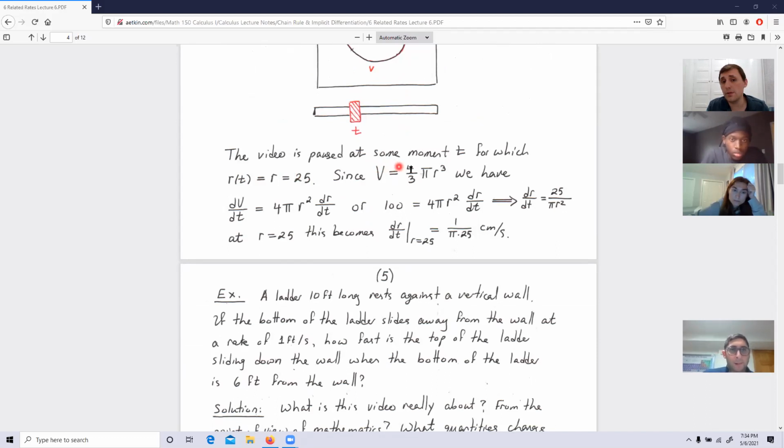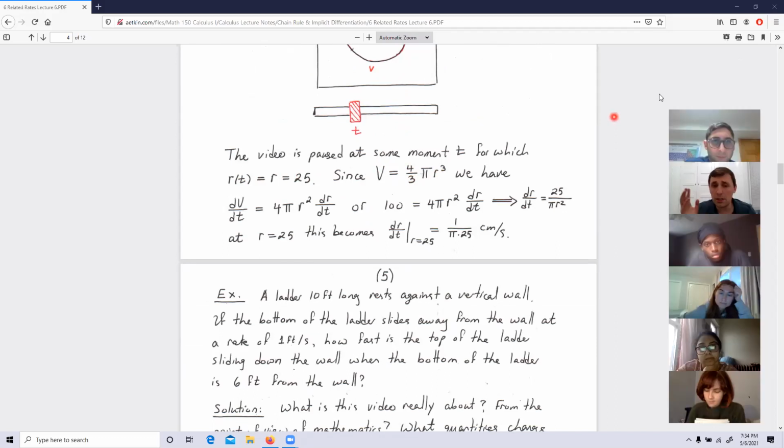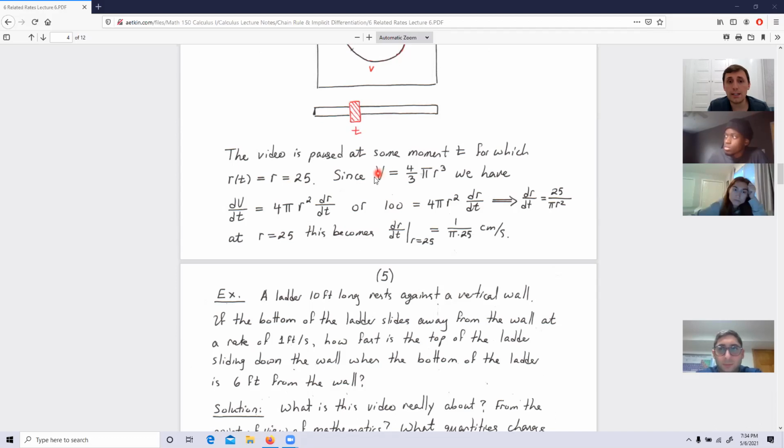So V is 4/3 pi R cubed. Why do I need V? Because I'm not interested right now in calculating the explicit formula for how R is changing, but I want to know the speedometer, and only at one point here. So what do I do? I take the derivative of V with respect to t, and I get dV/dt equal to 4 pi R squared dR/dt.